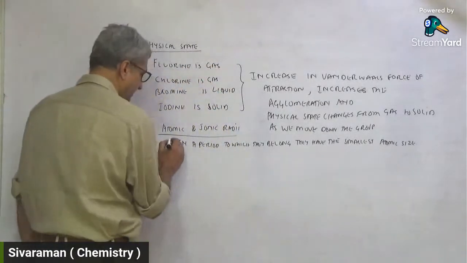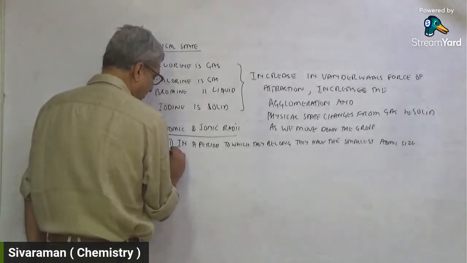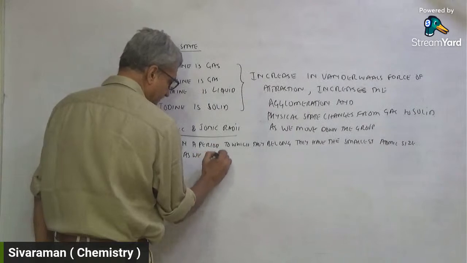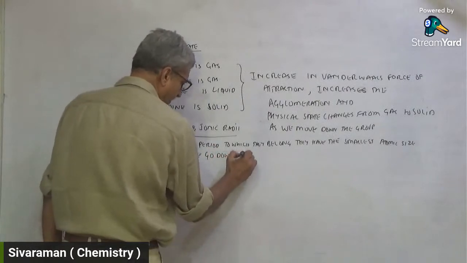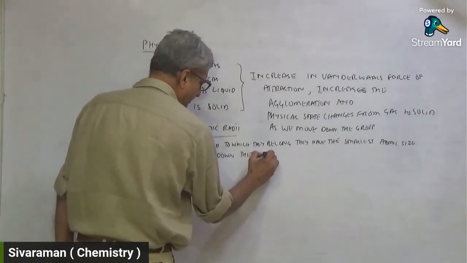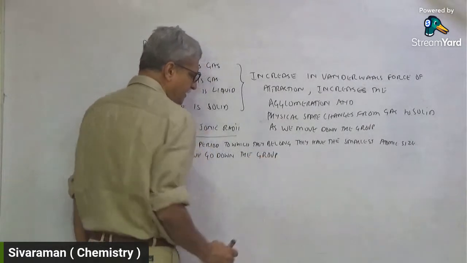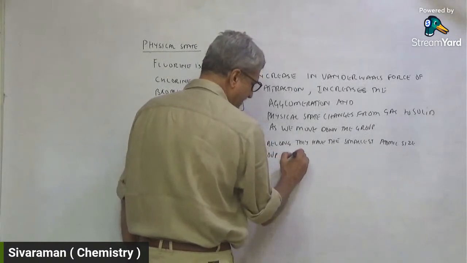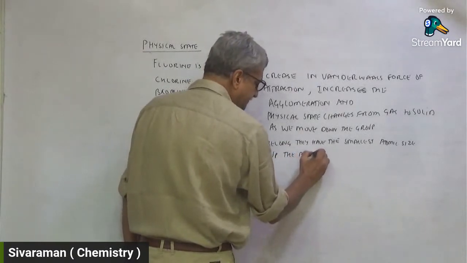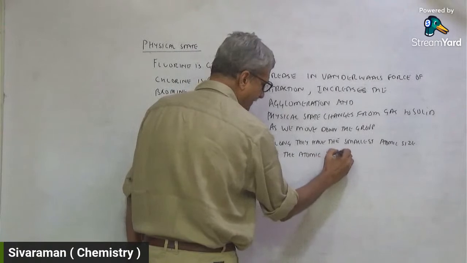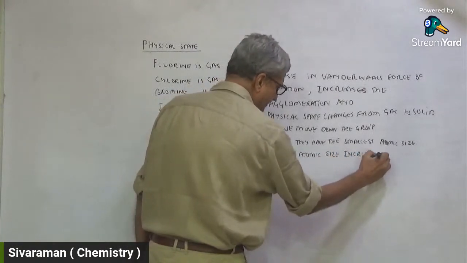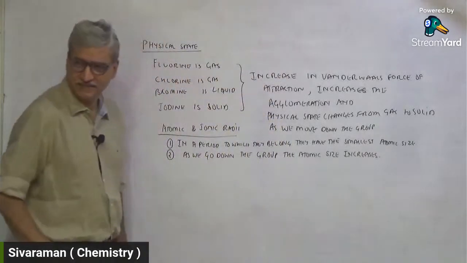That's the first point. Second is what? As we go down the group, what happens? The atomic size increases.